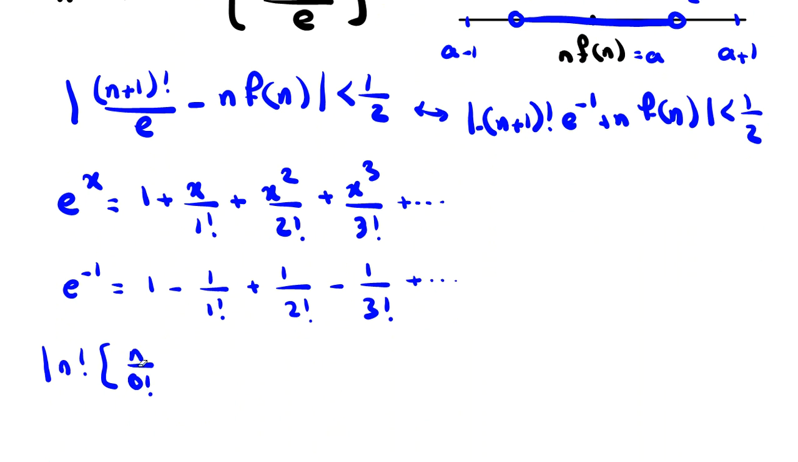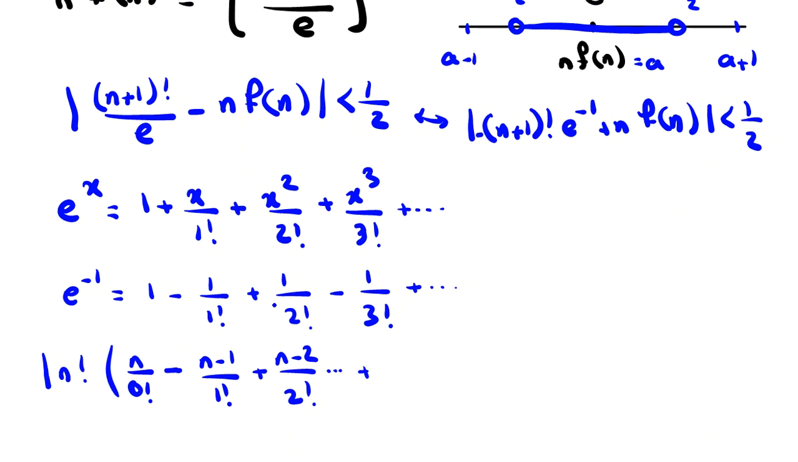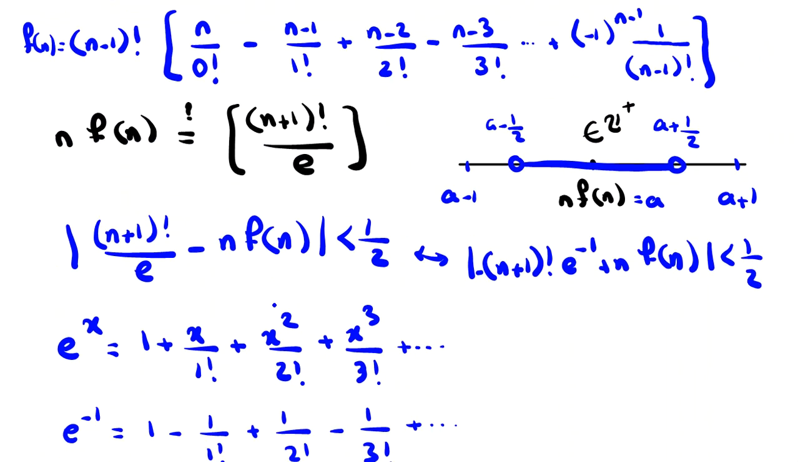It is not the sign of the problem. Let me write by this. Minus (n minus 1) over 1 factorial plus (n minus 2) over 2 factorial. And if we write, we should write until what? Until (n minus 1) factorial.